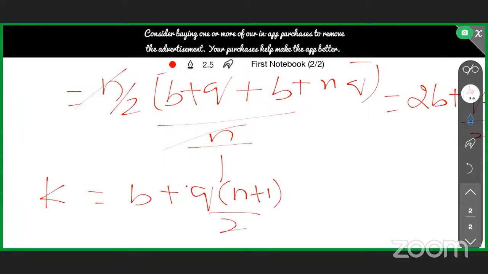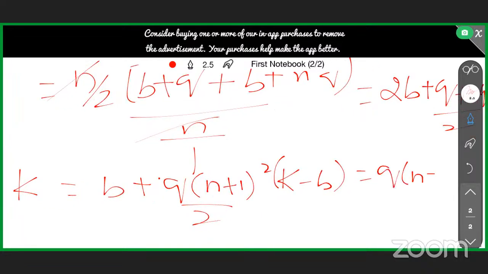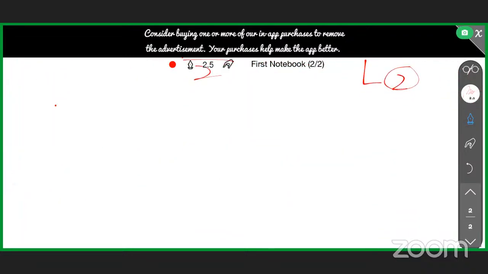Yes or no? If I simplify this equation again, it becomes (k minus b) into 2 is equal to q into (n plus 1). Take this as my equation 2. Now what I will do is divide my equation 1 by equation 2. My equation 1 is how much?